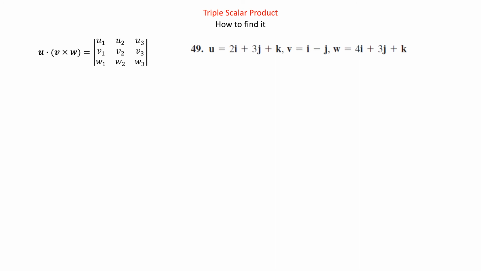So let's find one. This is question 49. We have u, v, and w. So we're going to find the triple scalar, u dot v cross w. It's going to be the determinant of u was 2, 3, 1. V is 1, negative 1, and then we don't have a k, so that'll be 0. And W is 4, 3, 1. We're going to repeat those first two columns.